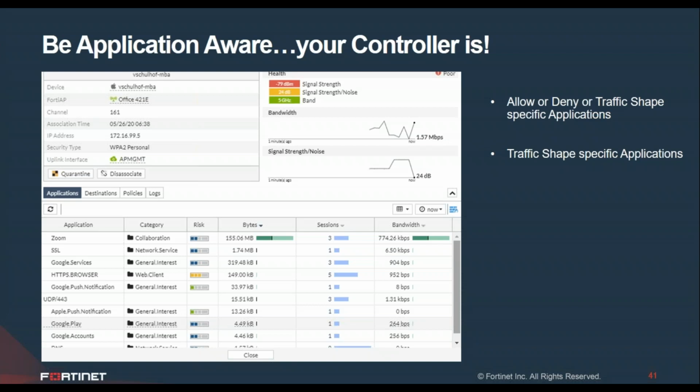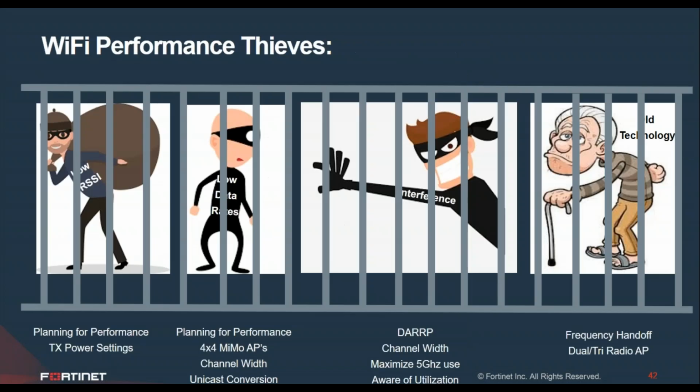Before we move on to FortiSwitch best practices, let's review again how we beat our Wi-Fi challengers here. So low signal strength. We were able to beat low signal strength by planning our network and planning for performance and managing our transmit power settings to make sure we meet the high signal that we want throughout our deployment. We beat low data rates by planning for performance by using the correct access point, so using a 3x3 or 4x4 MIMO high performance access point. We beat low data rates by bonding channels together with 40 megahertz or 80 megahertz wide channels in 5 gigahertz and doing unicast conversion on our broadcast or multicast traffic.